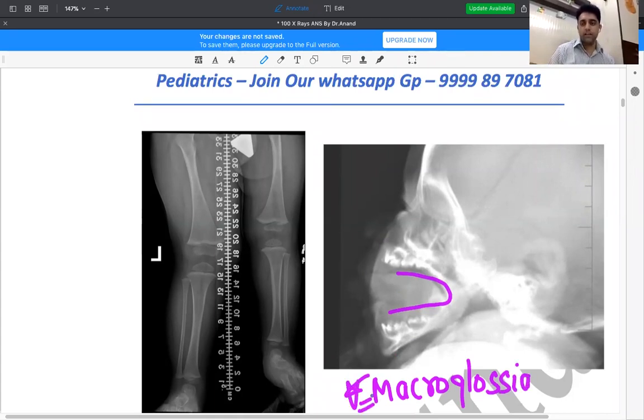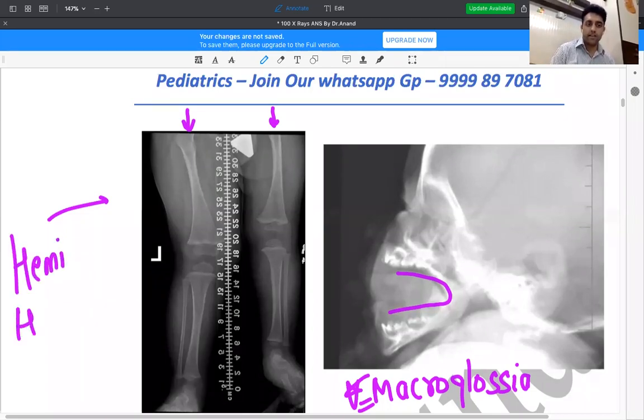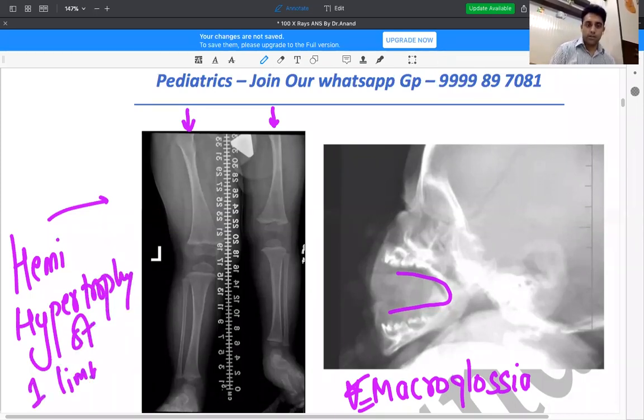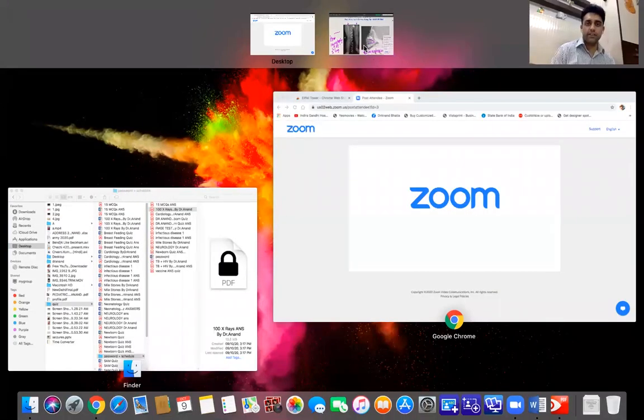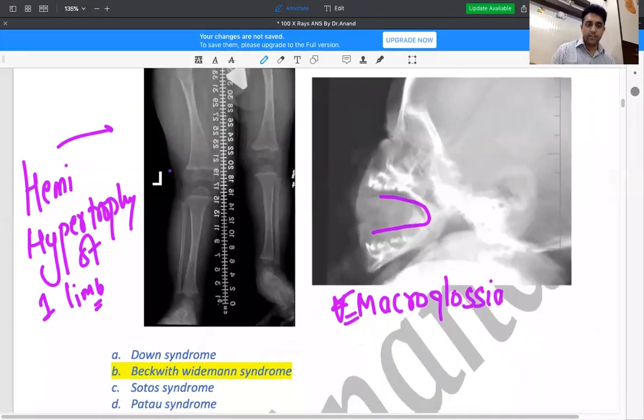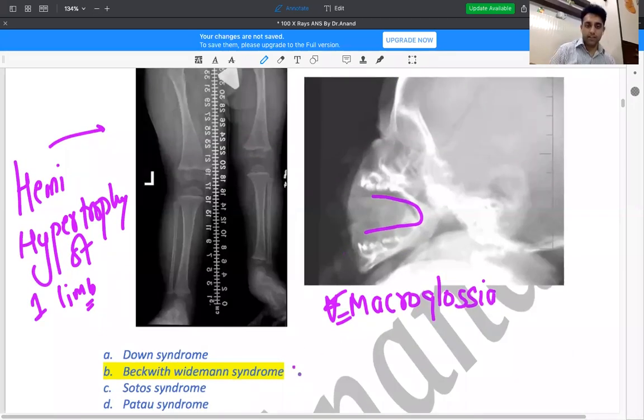Macroglossia. See, now this actually was a wonderful class. You guys are really lucky that we have actually got a very classy class of X-rays, because it's a different picture altogether. So macroglossia, this picture I can see. Can you see this part of the limb is a little bigger and this part is a little smaller? So hemihypertrophy of one side of limb. This best fits nothing but Beckwith-Wiedemann syndrome. This classical picture comes best fit in the Beckwith-Wiedemann syndrome.